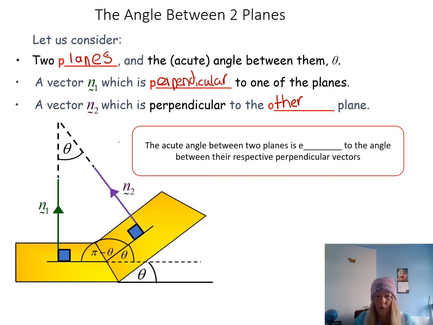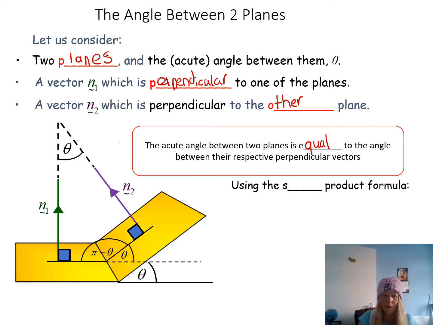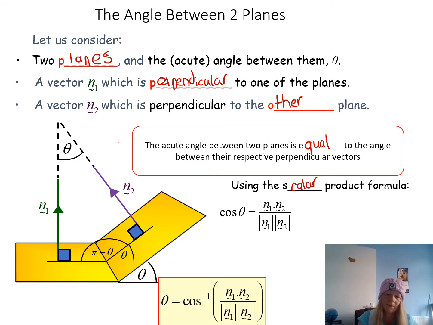Magic. So the acute angle between the two planes is equal to the angle between their respective perpendicular vectors. So if we can find the angle between n1 and n2, what we've actually found is the acute angle between the two planes. Fantastic. That got you excited. So all we have to do here is use our scalar product formula with n1 and n2 in. It's even easier than the other question. And a flashy box to show it off.